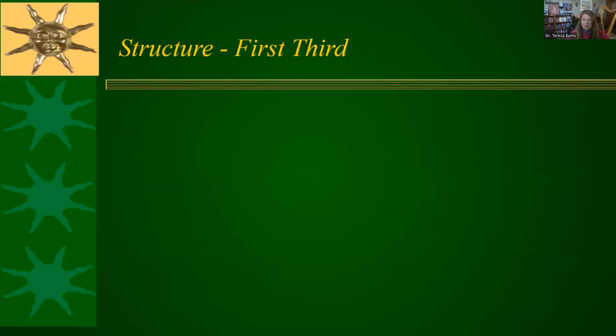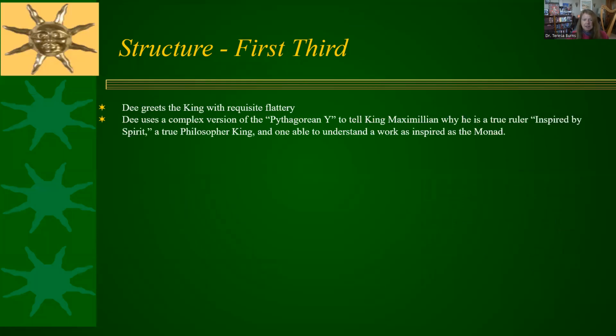Okay, so the structure of this first third of the letter will be as follows. Dee is going to greet the king. You just heard that. Then he's going to give a complex version of the Pythagorean why. I've got a whole video below on that wordplay if you want to see it, but I'll also talk about it here in an abbreviated form. He's going to tell Maximilian why he's a ruler inspired by spirit, a true philosopher king. And that's important because that means he can understand this great work.